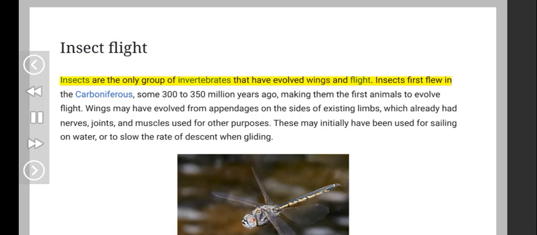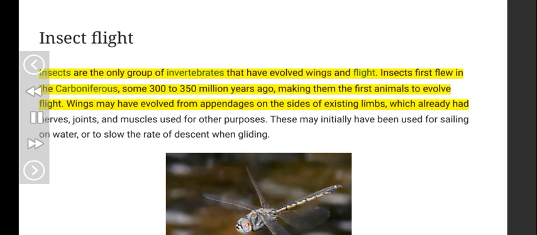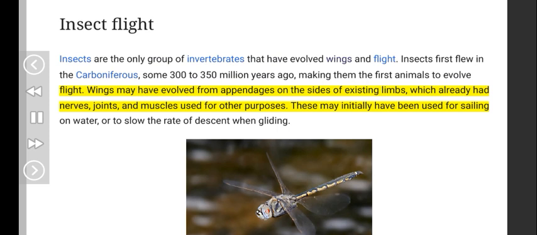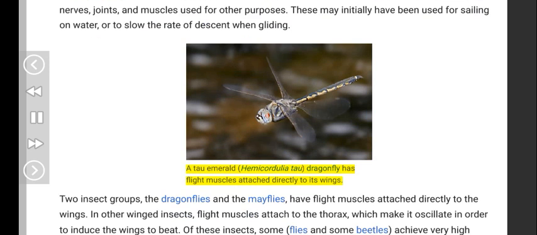Insect flight. Insects are the only group of invertebrates that have evolved wings for flight. Insects first flew in the Carboniferous, some 300 to 350 million years ago, making them the first animals to evolve flight. Wings may have evolved from appendages on the sides of existing limbs, which already had nerves, joints, and muscles used for other purposes. These may initially have been used for sailing on water, or to slow the rate of descent when gliding. A tau emerald Hemicordulia tau dragonfly has flight muscles attached directly to its wings.